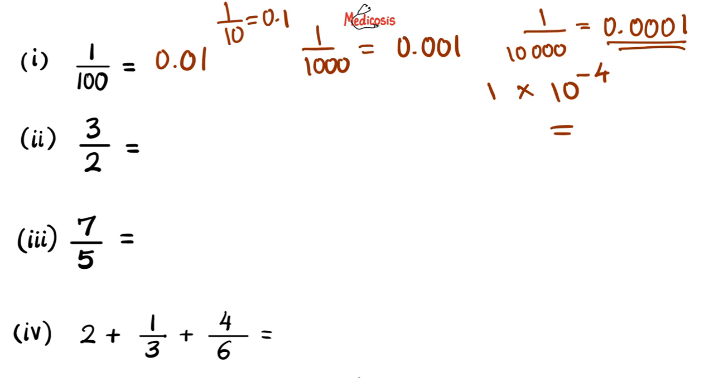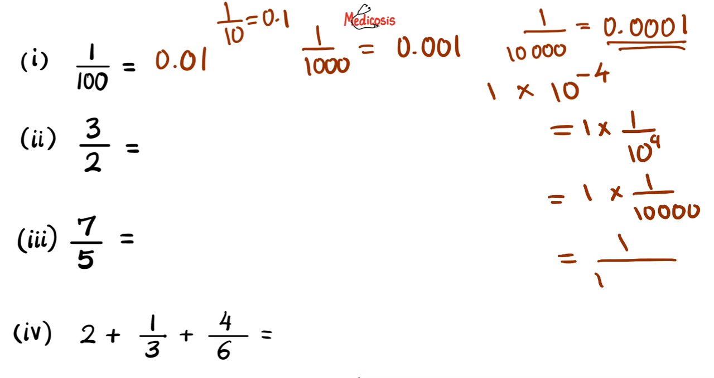And by the way, anytime you have an exponent that's negative, it means that it's 1 times 1 over 10 power 4, which means it's 1 multiplied by 1 in 10,000 like this, which equals 1 over 10,000, which was the thing that we started with in the first place. Next, 3 over 2 is 1.5, so it's 1.5.